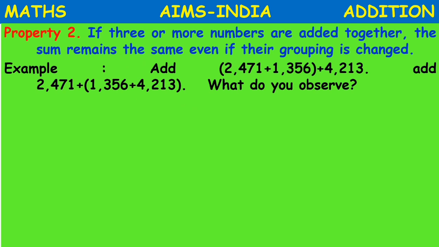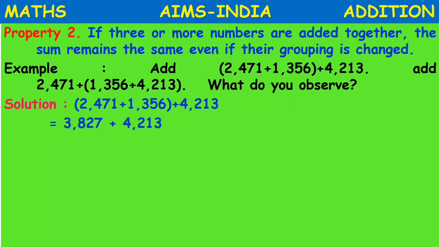Now here we are given a question. Add 2471 plus 1356 plus 4213. Yes, this is the first set of numbers. Now again as I said, these two numbers are inside the brackets, so we will add these two first.